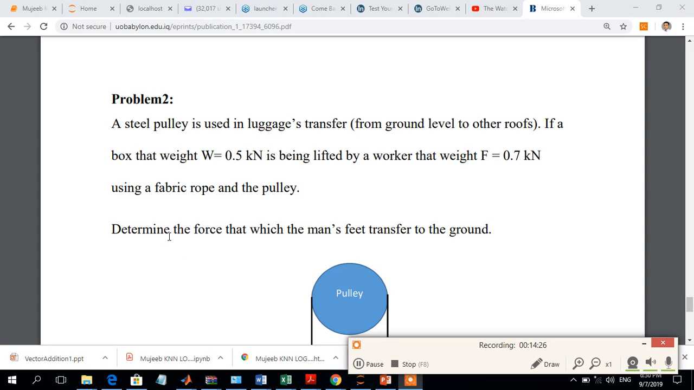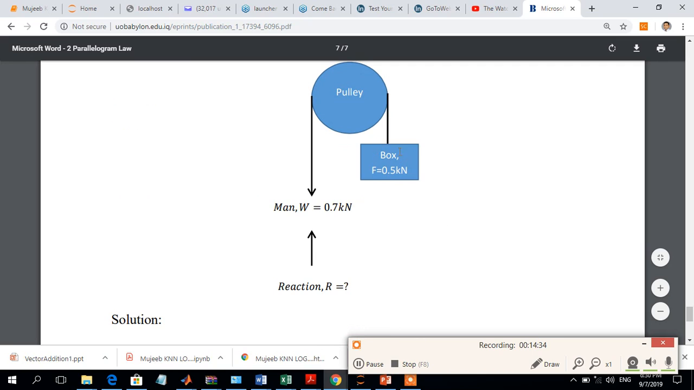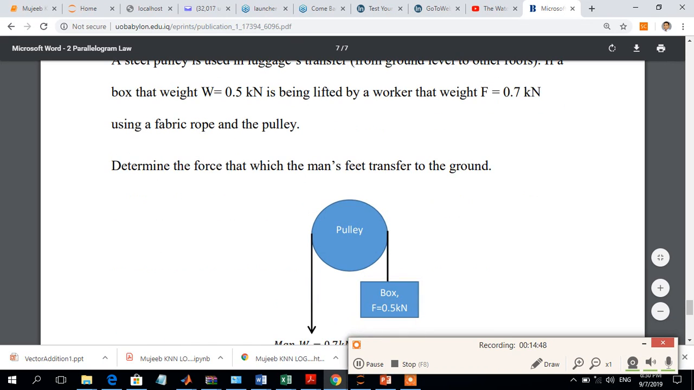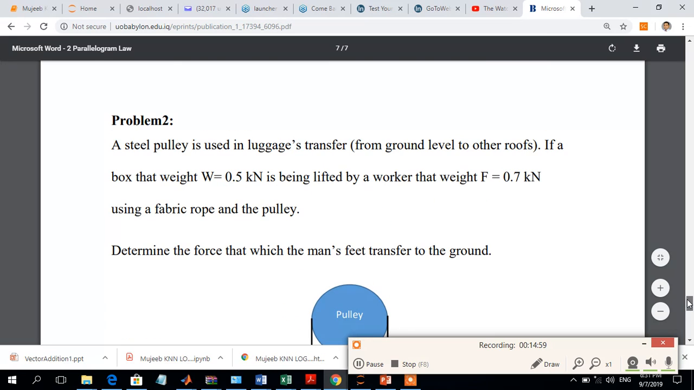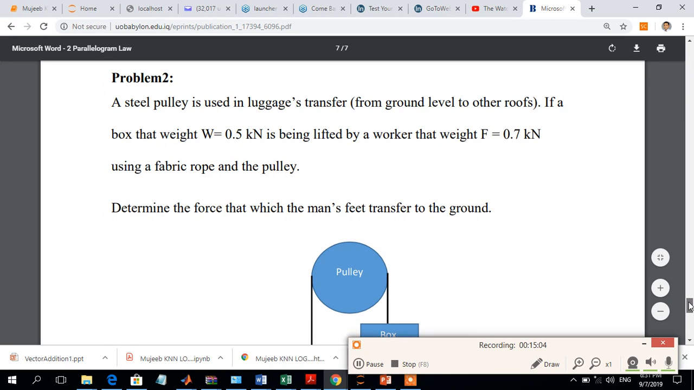Now the question here is, we have to determine the force that the man's feet transfer to the ground. So this is something like a reactive force, or reaction force. This weight is equivalent to 0.7 kilonewton experienced by the person. This question is about a reactive force, because we want to calculate the force exerted by the man's feet, the amount of force that the man's feet transfer to the ground.